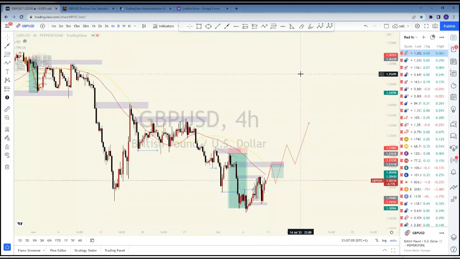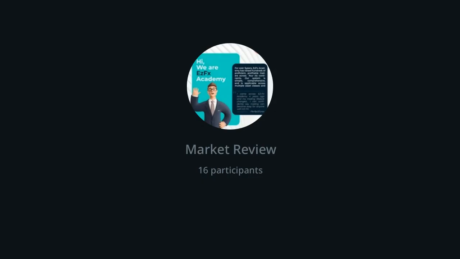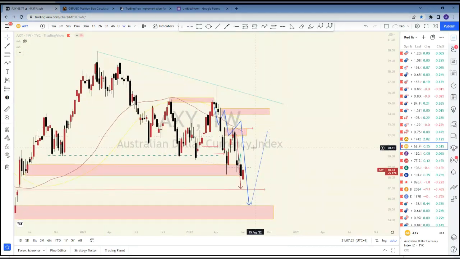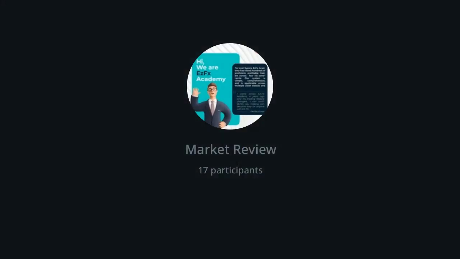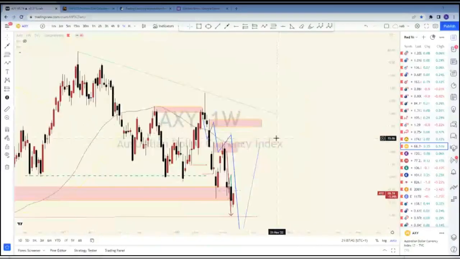Let us go to AXY. AXY is the Australian index, and it shows us what we should expect from the Australian dollar for the week thereabouts. For a couple of weeks now, we've had this interesting drop, which was forecasted during one of our live sessions. Right about now, we can see that AUD is currently within this zone. There's a possibility that AUD goes up a little bit. Let's check the daily time frame and be sure about that.